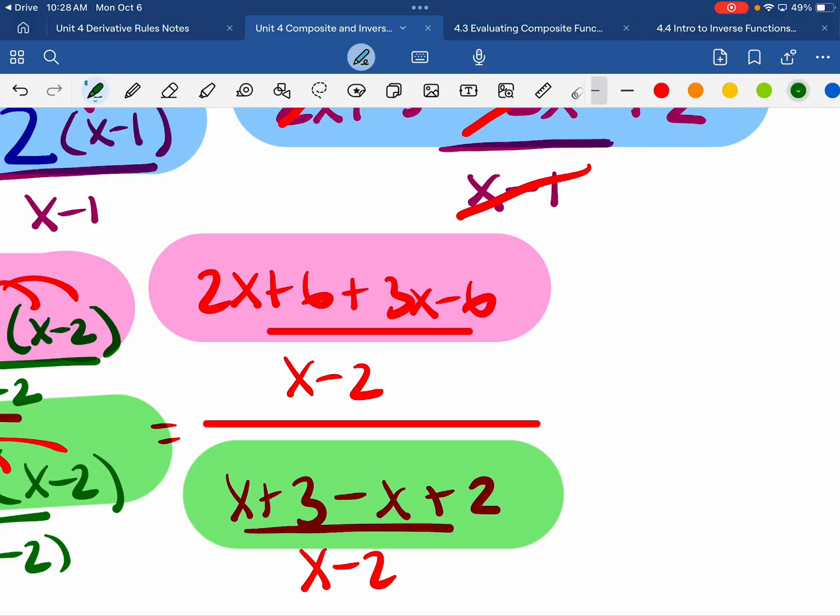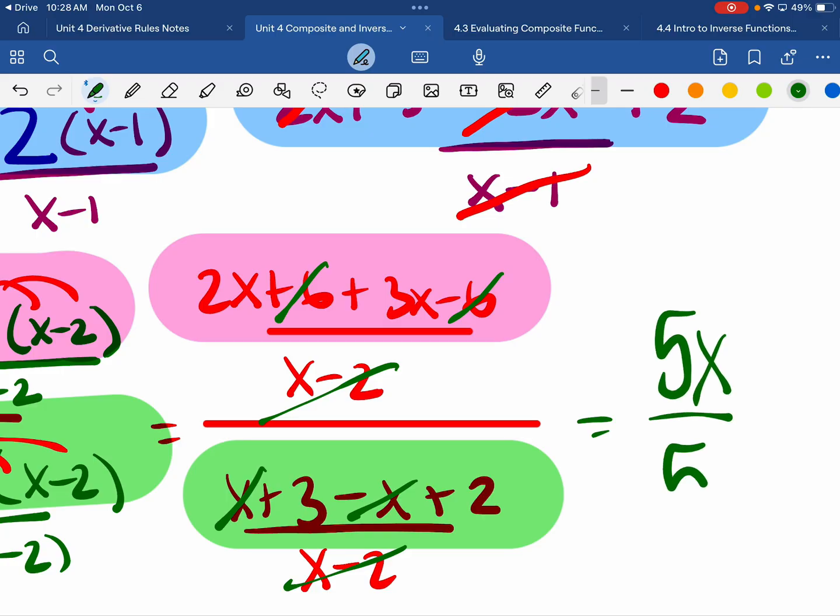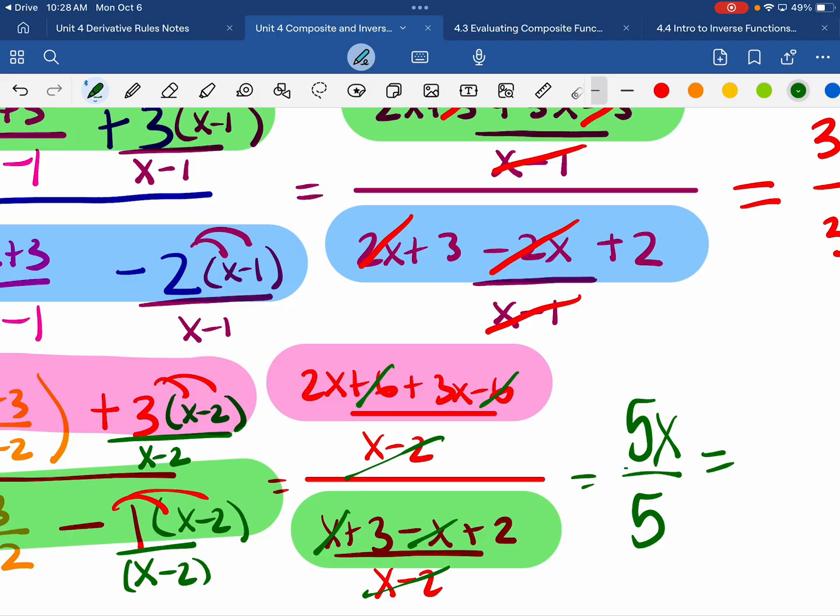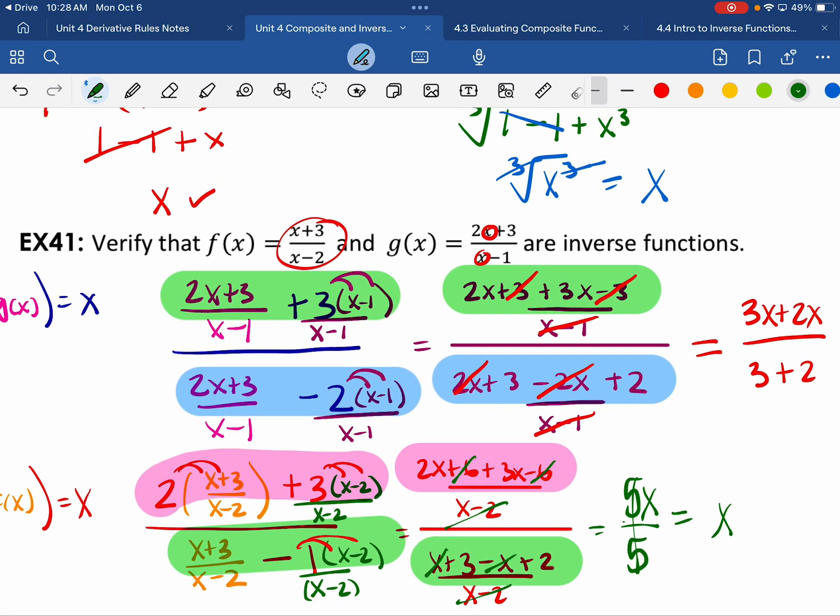So what's going to cancel? The 6's, the x minus 2's, and the x's. And so then what are you left with on top? 2x plus 3x, which is 5x. And what are you left with on bottom? 3 plus 2, 5, which is going to cancel and give you x. So good, the same thing.